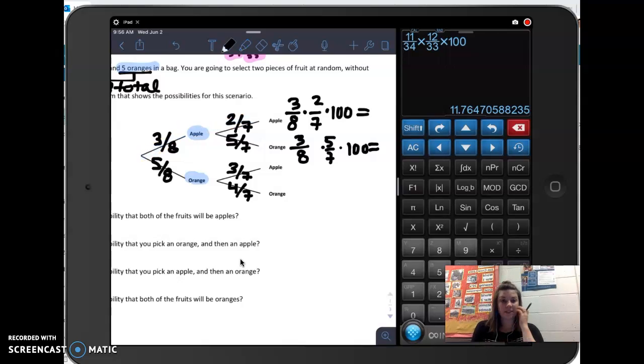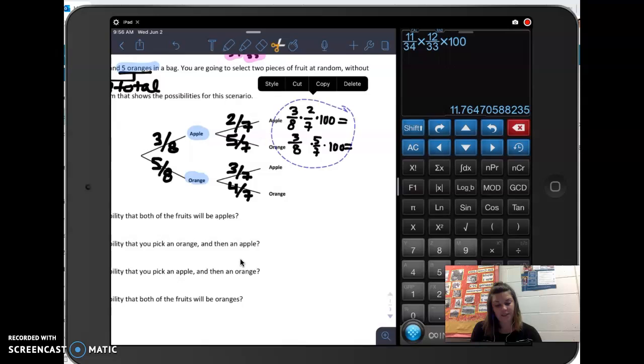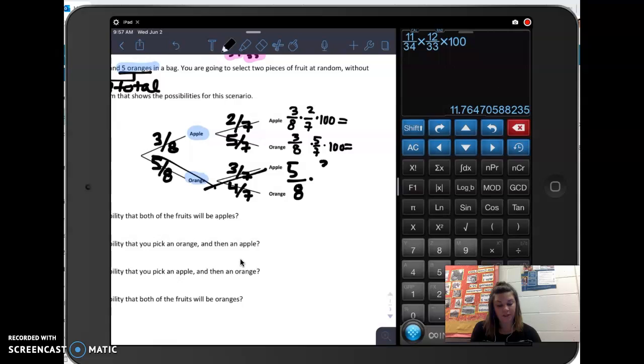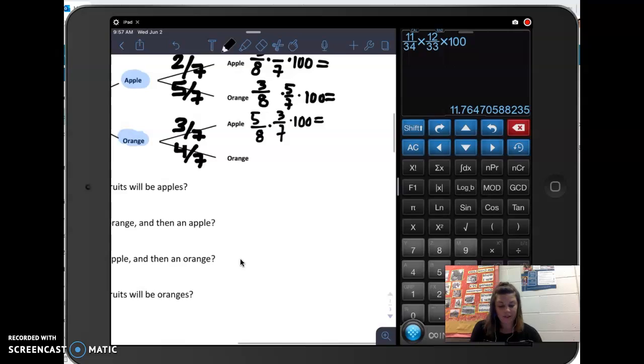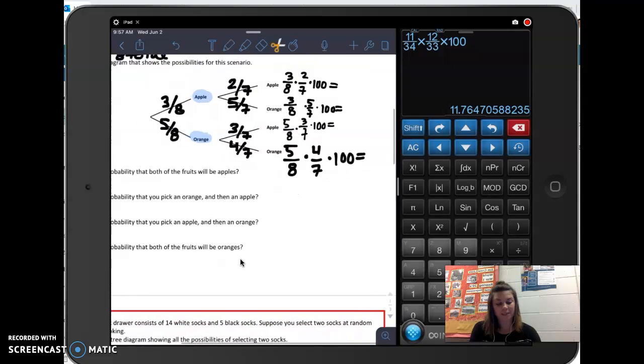All right, going on to what happens if we get an orange first. We're going to say orange is 5 out of 8. And then the apple is 3 out of 7. And then multiply by 100 to turn it into a percent. So this is orange then apple. And then finally, we have the probability of an orange first, and then an orange again. That's following the pattern of going down by 1 on the top and the bottom, because it's the same thing happening twice in a row. All right, so I'm going to put these in the calculator and get us some percents. I'll see you back in a second.